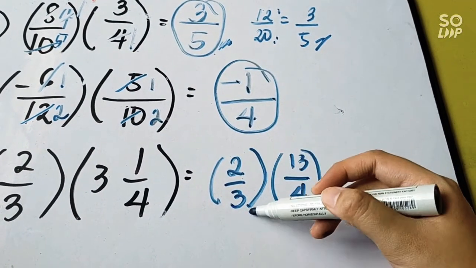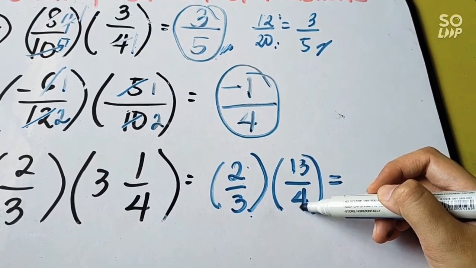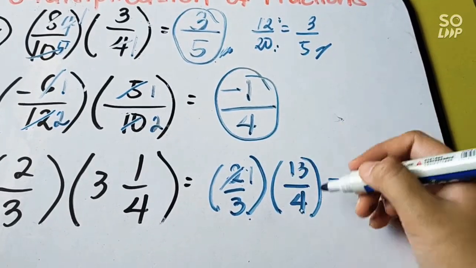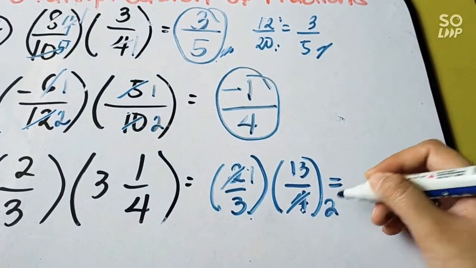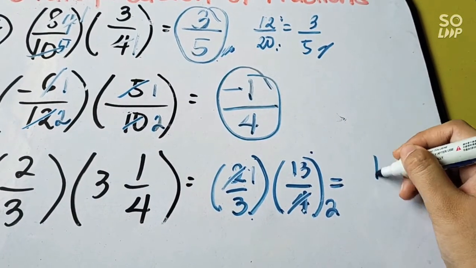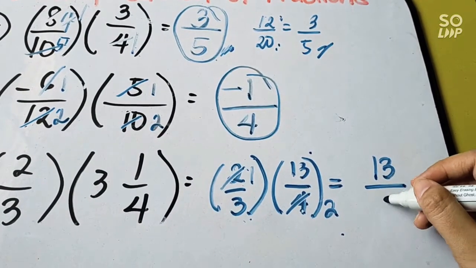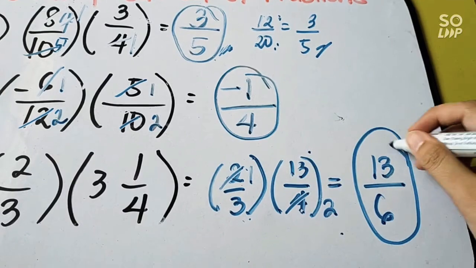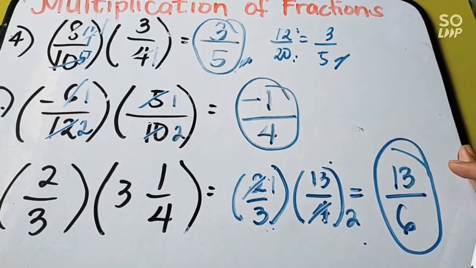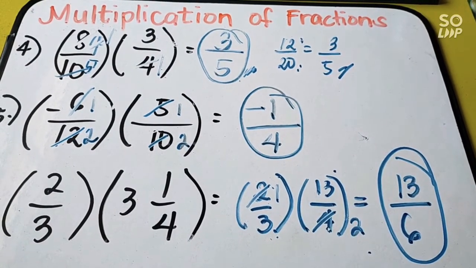Si 2 and 3, hindi pwede. Si 2 and 4, pwede. They are divisible by 2. So, 2 divided by 2, the answer is 1. And 4 divided by 2, the answer is 2. Then, 1 multiplied by 13, the answer is 13, over 3 times 2, the answer is 6. Ayan eh, sagot. So, we have 13 over 6. Is it clear? So, ganun lang kasimpleng mag-multiply ng fractions.